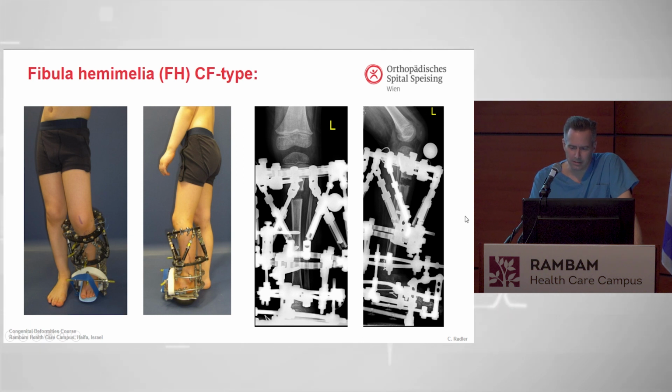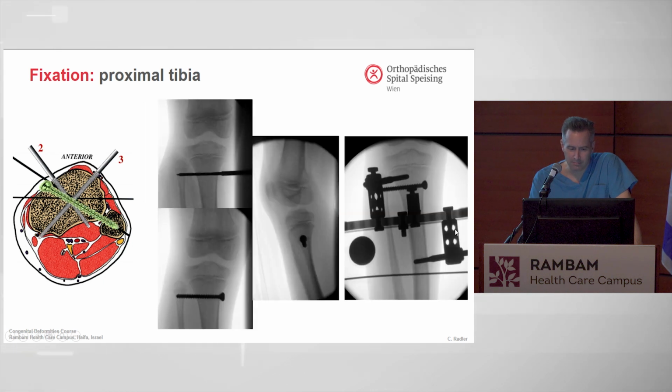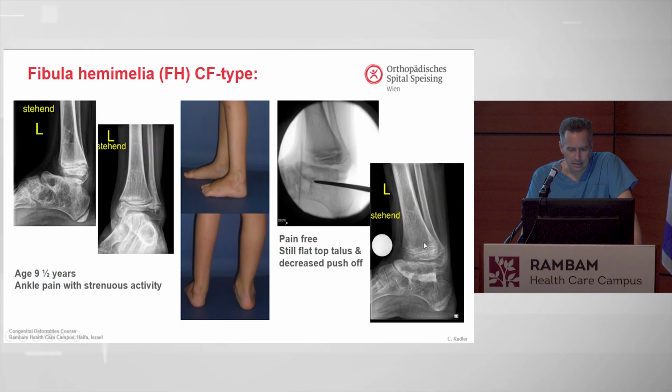I think this was also back in 2016 or something. And you can see this is the frame. K-wires, half pins, very classic frame. What we now do, if we do a lengthening like this, we transfix the fibula from medial with a screw, so that we don't need any K-wires anymore. Like in the proximal tibia, that makes walking and range of motion exercises much easier. But you can see here the nice lengthening and with a good result, and also the foot looked very nice.